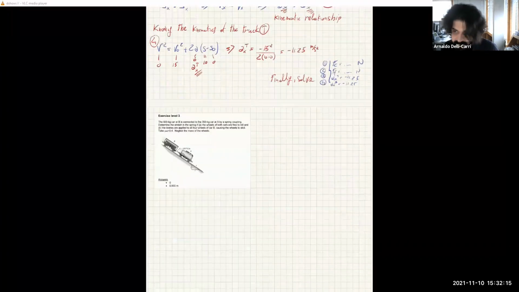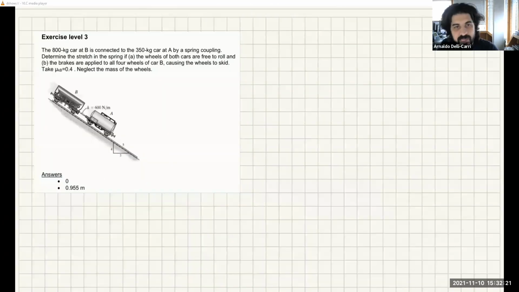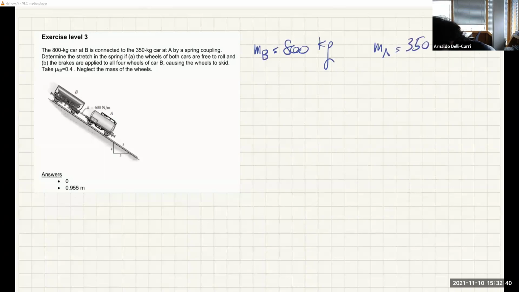Okay. So let's do exercise level 3. We have an 800 kilogram car at B. So we're looking at this car here. So mass of B is 800 kilograms. It's connected to the 350 kilogram car at A. The mass of A is 350 kilograms. And it's connected by a spring coupling, for which we know that the stiffness of the spring is 600 newtons per meter. How do I know? It's here. Determine the stretch in the spring.